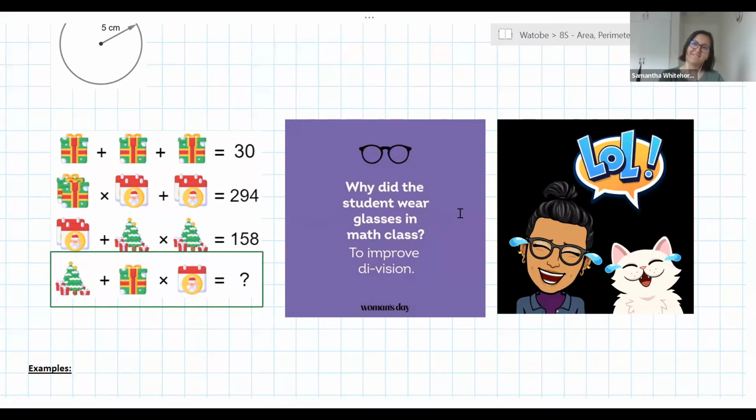Let's go, my babes. Let's see who's the winner of today's brain break. And I love the joke. Why does a student wear glasses in this class? To improve exam vision?